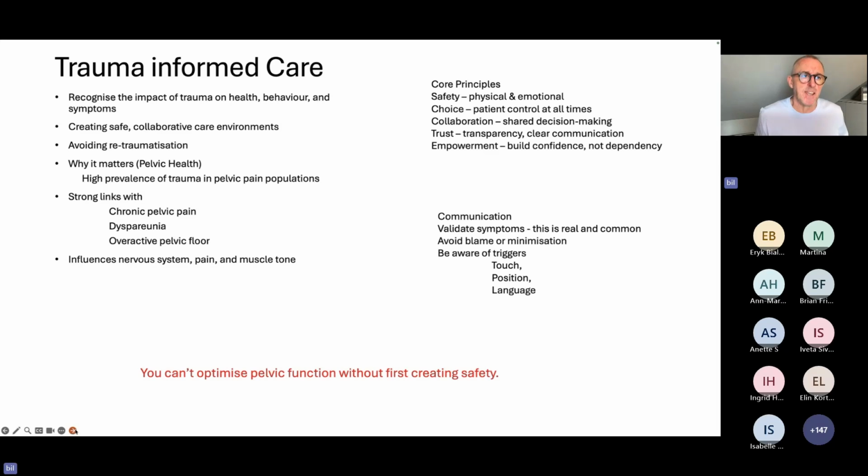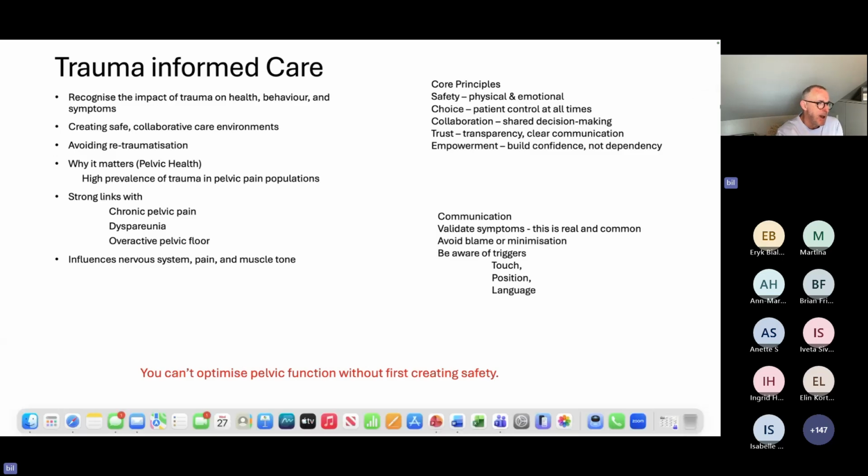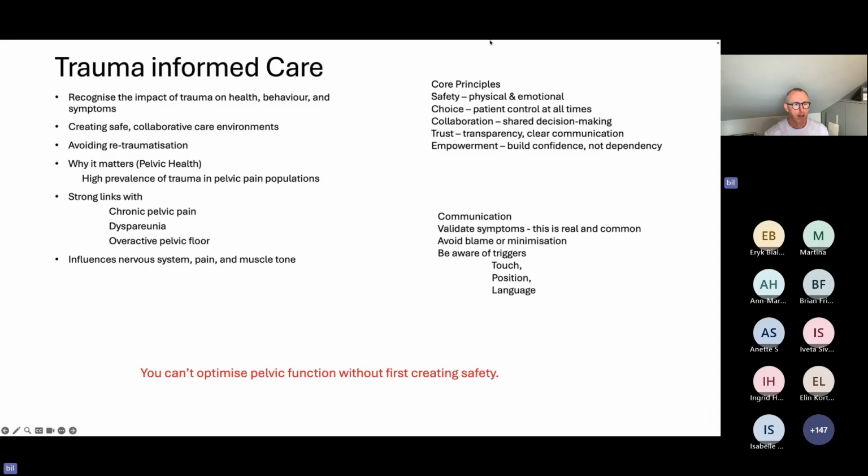One thing I say is that I think with all of these patients, they've often been quite traumatized, if that makes sense. And so we do need trauma informed care. I think we can't optimize pelvic function without first creating safety. So we have to just assume that they're coming from a trauma background. They've had some kind of trauma, and we need to recognize the impact of trauma on health, behavior, and symptoms.